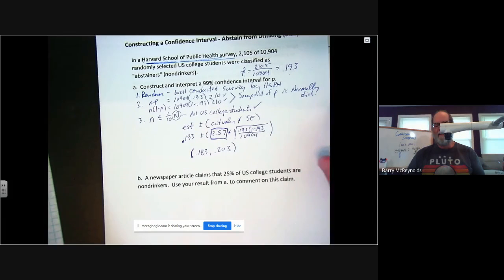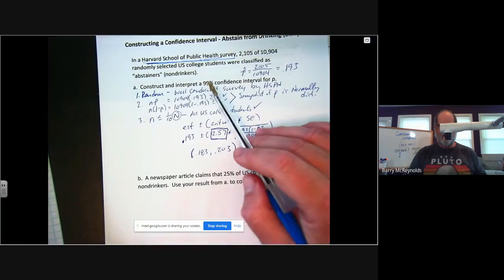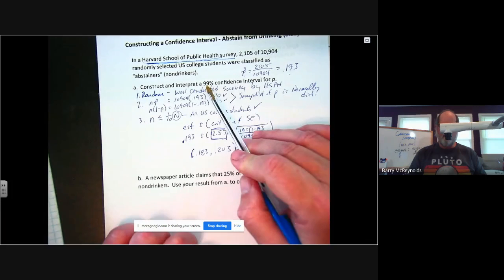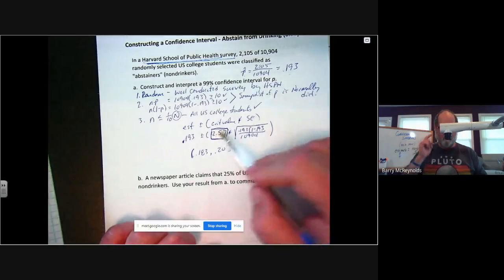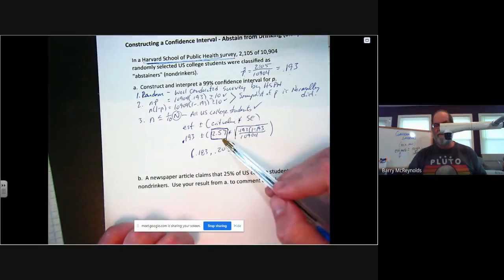And after a while, we'll see 99% confidence, 95% confidence. And so these two numbers, 2.57 and 1.96, they'll stick in your head. You'll eventually get to where you don't have to look it up.